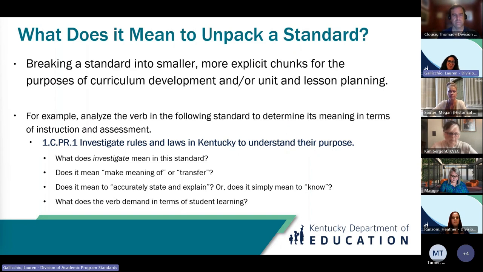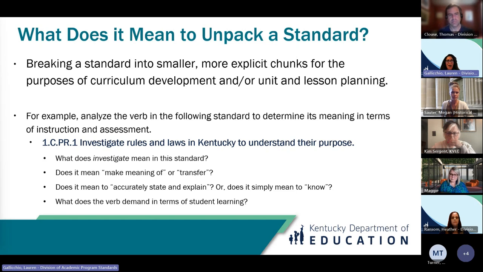For our purposes this evening, we're looking at a grade one standard. This is a grade one civics standard in process and rules, and it asks students to investigate rules and laws in Kentucky to understand their purpose. If you're trying to understand what the standard is asking students to know and be able to do, just really look at that verb, right?